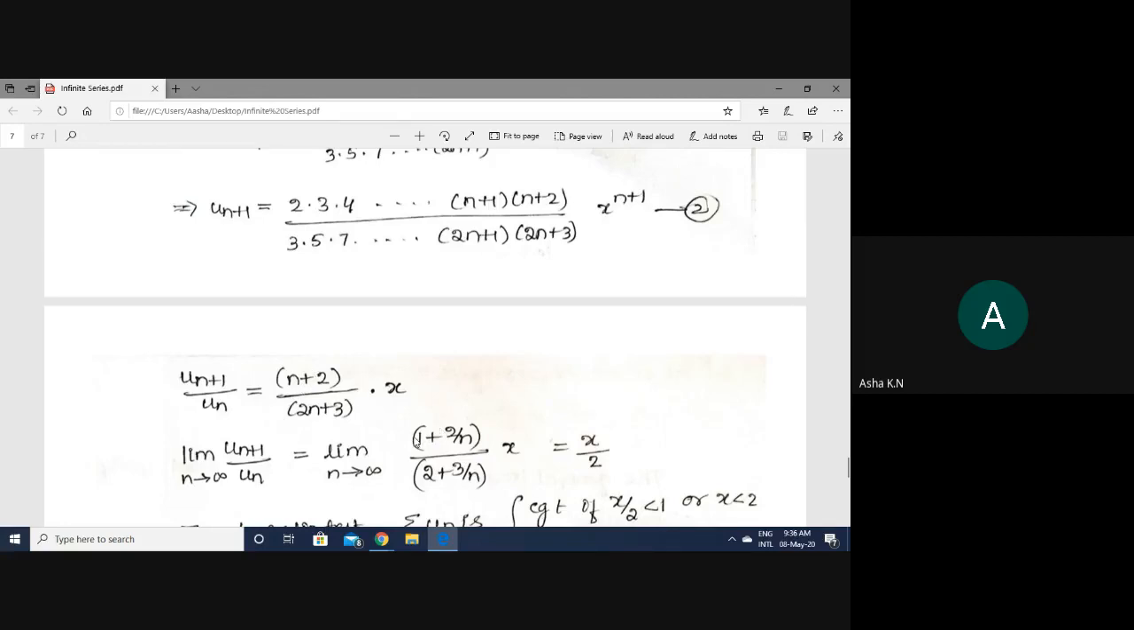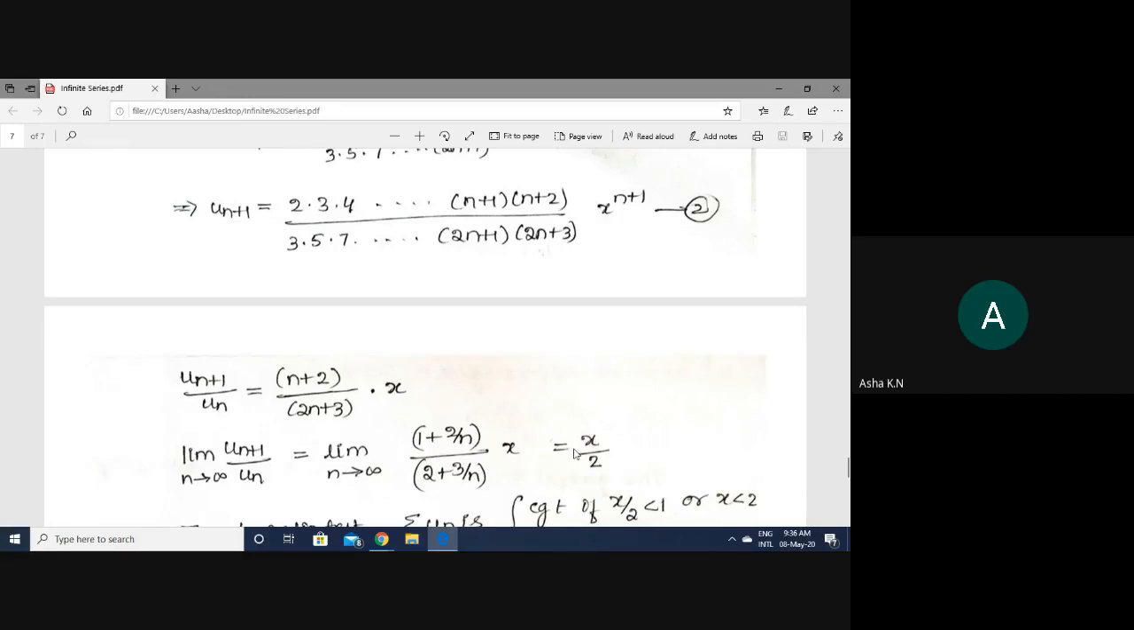Now you are left with 1 plus 2 by n over 2 plus 3 by n. It's not 1 here. When you take n outside, you are left with 2, 2 plus 3 by n. So 2 by infinity is 0, 3 by infinity is 0. So you are left with 1 by 2 into x, which is x by 2.